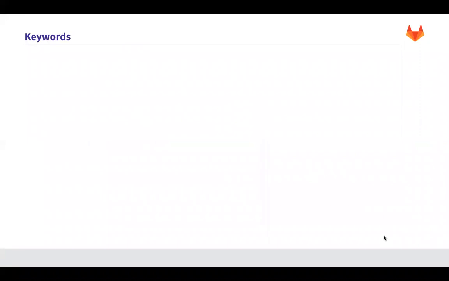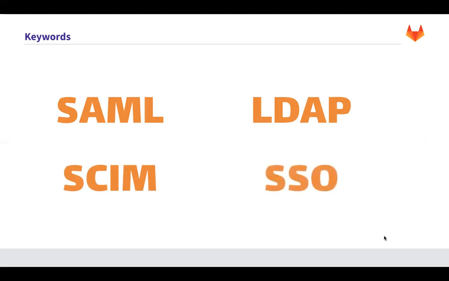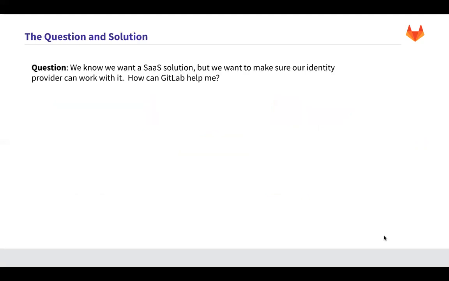When customers are looking for information on this topic, you're going to hear terms like SAML, LDAP. You're going to hear things like SCIM. They may ask about single sign-on or SSO, and then they may even mention the term IDP, identity provider. When you hear those terms, you can pretty much ensure that they're looking for ways for how users can access the system.